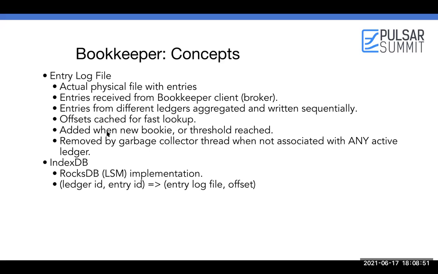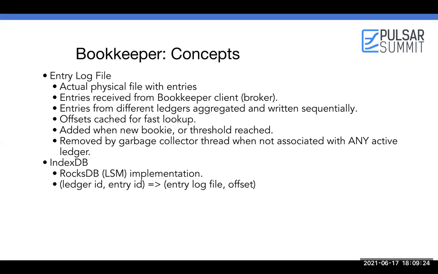Again, when we have a new bookie, we write a new entry log file. When the threshold reaches, we roll over and make a new entry log file. When you delete stuff, you don't really have free space immediately. It waits for a garbage collector thread to run in the background and check if there is any active ledger that is still using this. If not, then it'll get rid of this file.